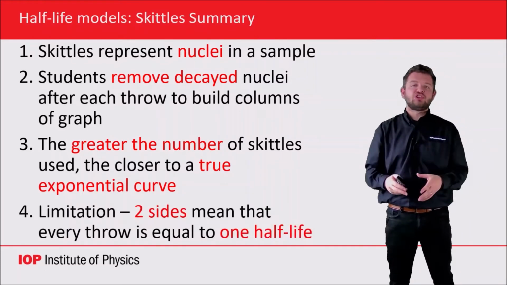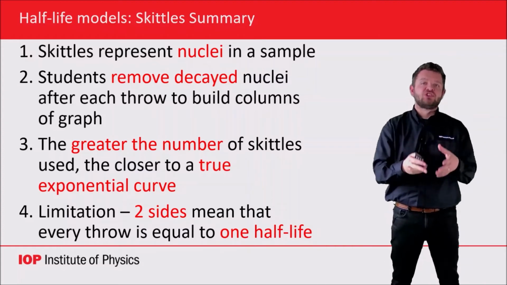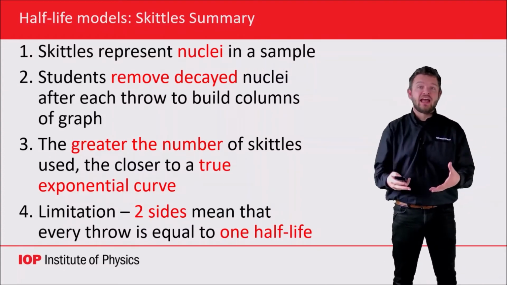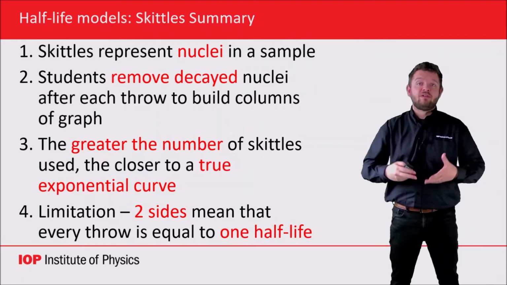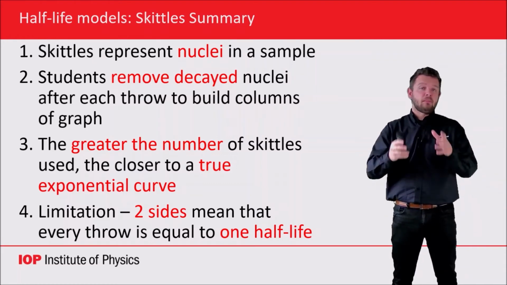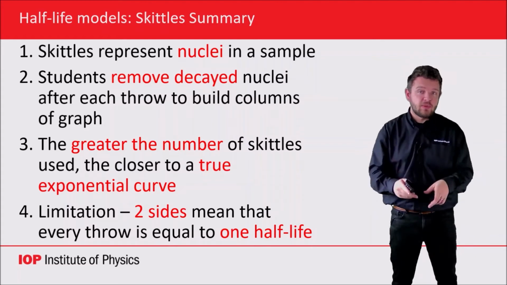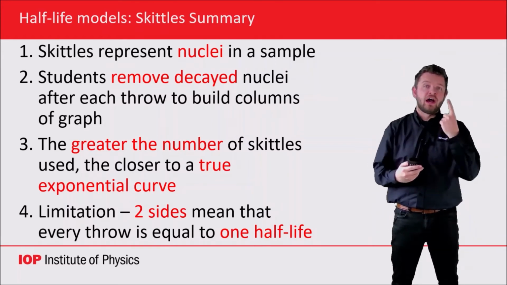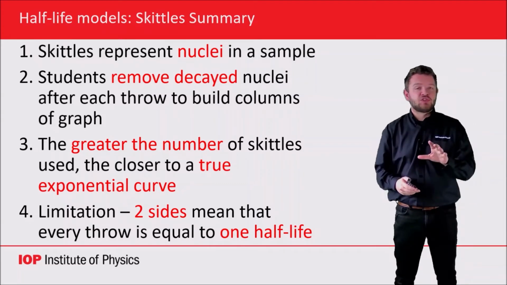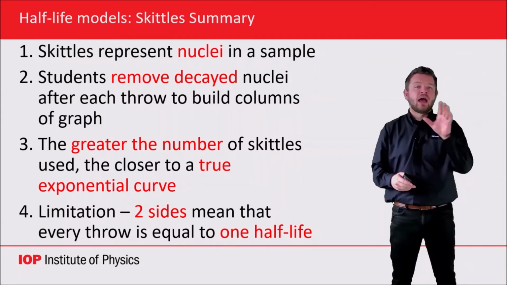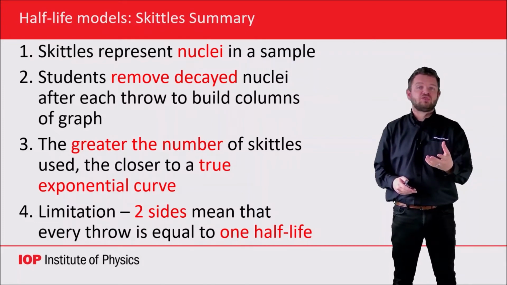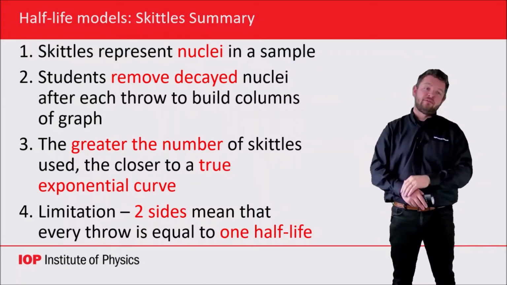And finally, the limitation of this model is the two-sided nature of a skittle. Each throw gives a skittle a 50% chance of decaying, and as we described earlier, radioactive decay is random. Modelling decay with a two-sided skittle will mean that each throw of the skittles will result in one half-life. This could give students misconceptions about time and half-life. Therefore, we can use other models to demonstrate to students other lengths of half-life.